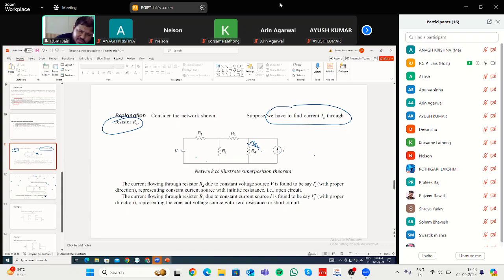But here the superposition theorem simplifies the problem. What the superposition theorem is saying is that, let us say you have deactivated the current source. Again, deactivating current source means replacing the current source with an open circuit, because ideally a current source has infinite resistance.